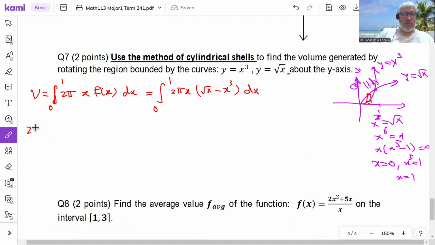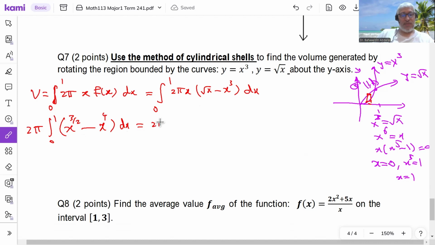So you can take 2 pi outside, and this is a product, multiplication. So I can't find the integral directly. I have to expand. x times square root of x will be x to the power 1 plus half, which is 3 over 2. You need to add the powers. Minus x times x cube, 1 plus 3, you add the powers, is 4.